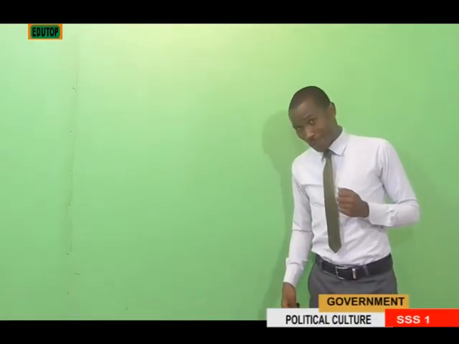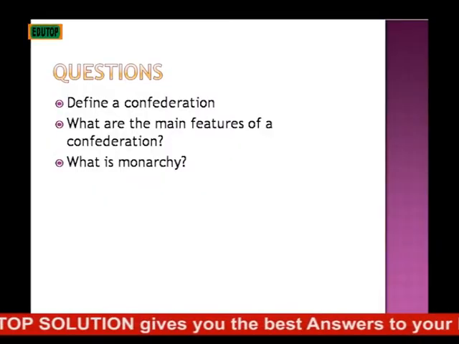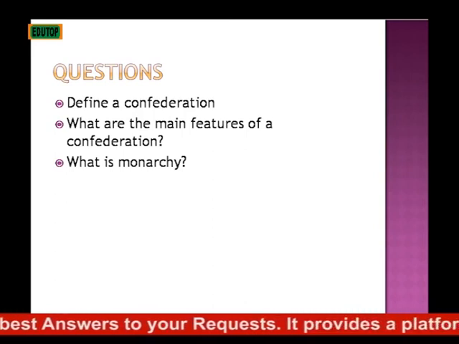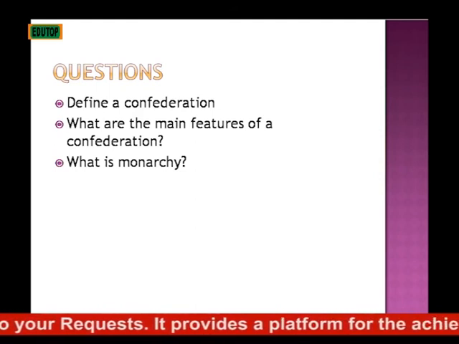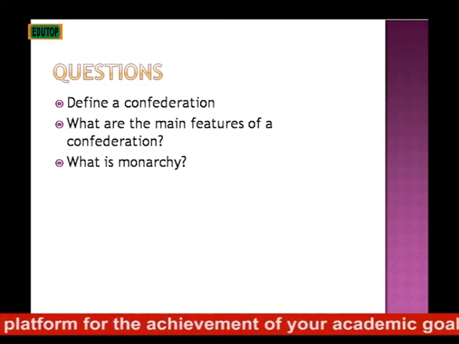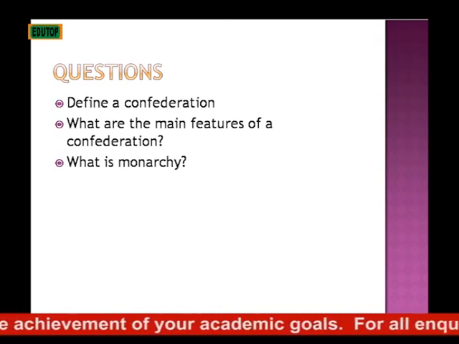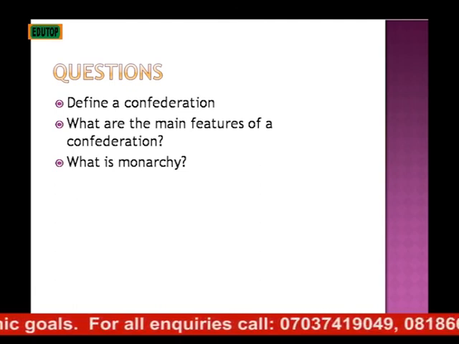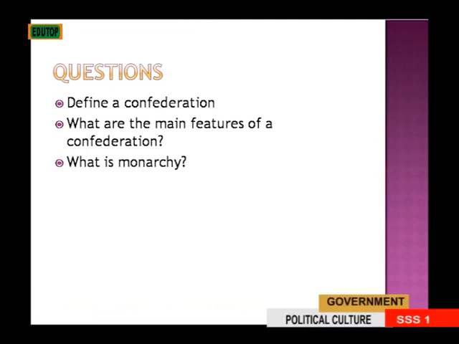I should ask a number of questions now, three of them, and I am very sure you should be able to respond to them. Question one, define confederation. I did tell you that a confederal system of government is a system of government where the center is weak and the component parts are strong because they maintain their autonomy. Next question, what are the features of a confederal system of government or the features of a confederation? One, weak central region and strong component parts. The next question I assume you should have the answer to is, what is monarchy? System of government where the queen or the king rules and does so by virtue of hereditary rights.